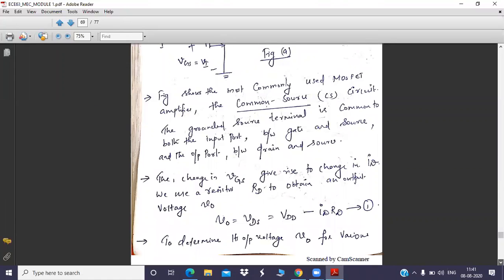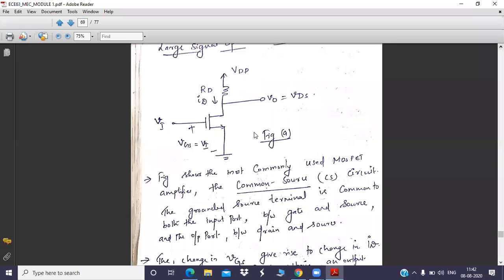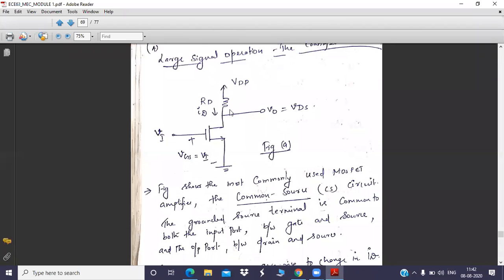Now I will write an equation for the output by simply applying KVL to the output circuit. Kirchhoff's voltage law: the algebraic sum of voltages across a closed network is 0. I repeat, the algebraic sum of the voltages across a closed network should be 0. So I assume that the circuit is closed. Here you have the output circuit, and here you have the supply voltage VDD. From this, some current is flowing through RD, through the MOSFET, towards the ground.